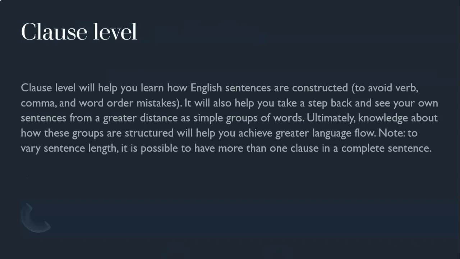Clause level will help you learn how English sentences are constructed to avoid verb, comma, and word order mistakes. It will also help you take a step back and see your own sentences from a greater distance as simple groups of words. Ultimately, knowledge about how these groups are structured will help you achieve greater language flow. Note, to vary sentence length, it is possible to have more than one clause in a complete sentence.